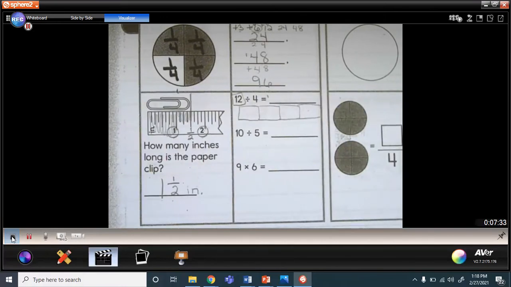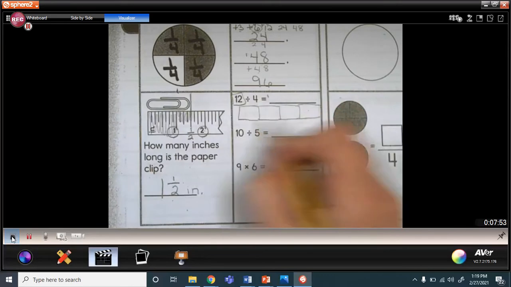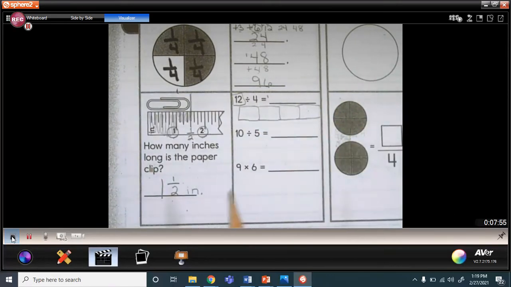Or if I knew the information of Mrs. Jaramillo has 12 oranges, she puts 4 oranges in each bag, then my question would have to be how many groups I have. And I could say, how many bags will Mrs. Jaramillo need to put the oranges in? So either way, it's still going to work.